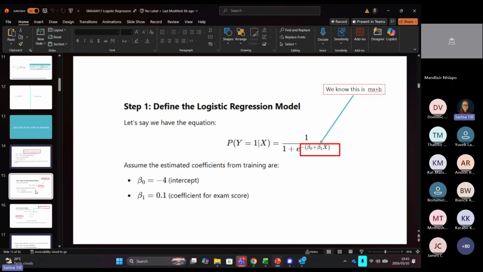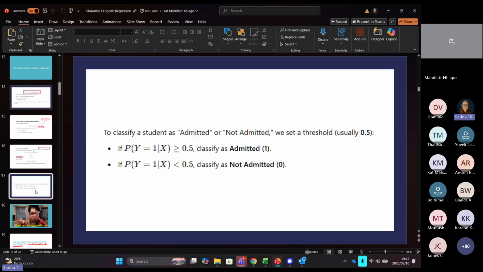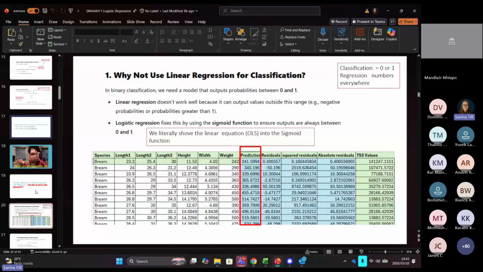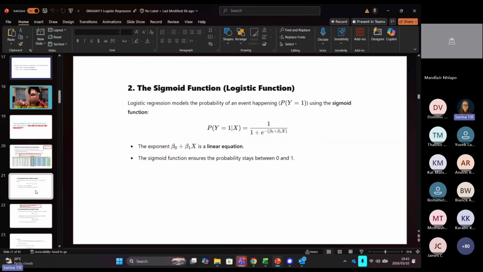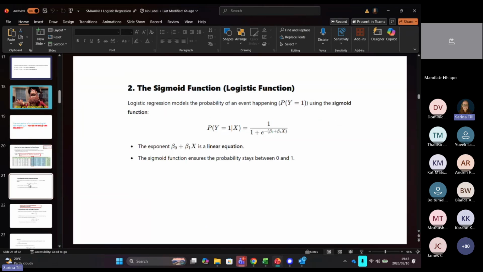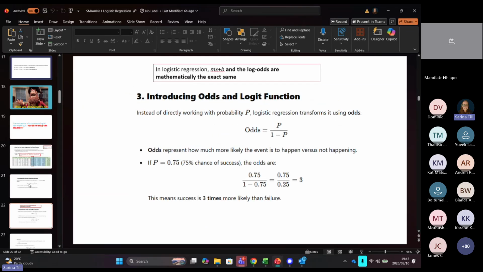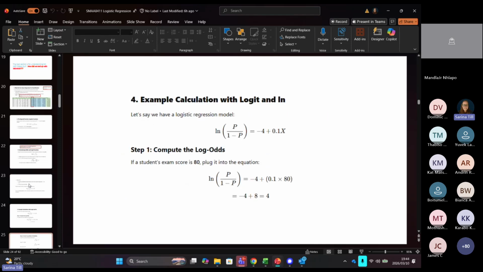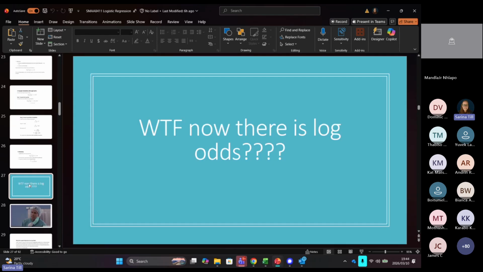But in these slides, which I will go through with you, I mathematically explain how we get there. It will say, why don't we just use linear regression for classification? It doesn't work well because it can output values outside of 0 and 1. Logistic regression fixes this by using sigmoid to give us values between 0 and 1. Okay, so there's the sigmoid function. We are now comfortable with that. Then it's going to come with odds and log odds, and you're going to be like, what in the actual hell just happened to me? This is just mathematically showing you why we ended up using sigmoid and the odds and log odds.